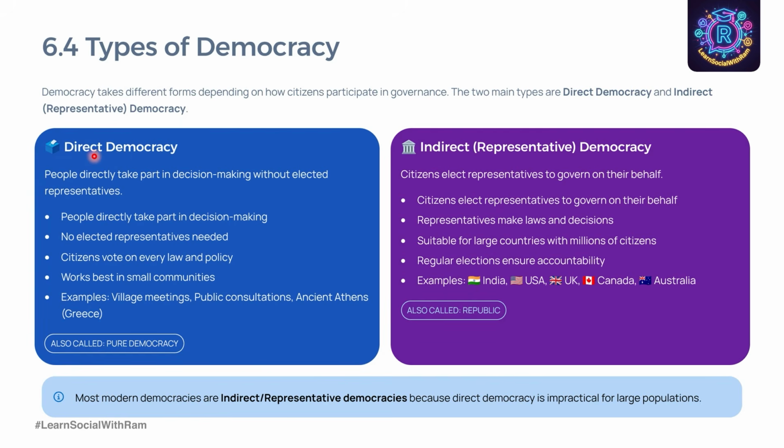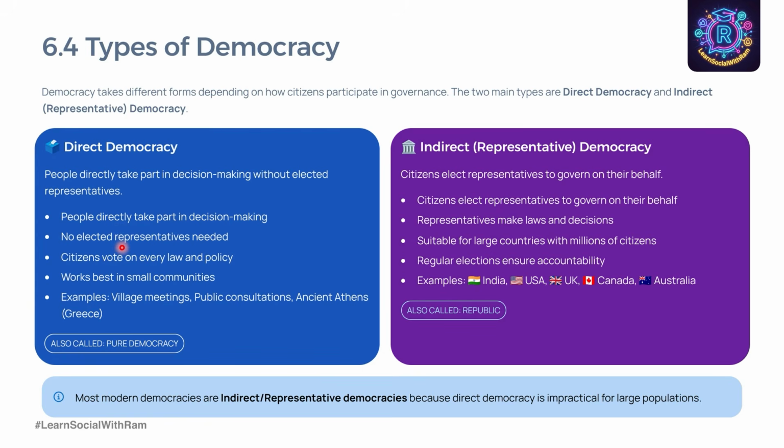Differentiate or distinguish between direct democracy and indirect democracy. Please do remember, indirect democracy is also referred to as representative democracy. So let us try to understand what is direct democracy. In direct democracy, the citizens directly participate in decision making. There are no representatives, people themselves decide.